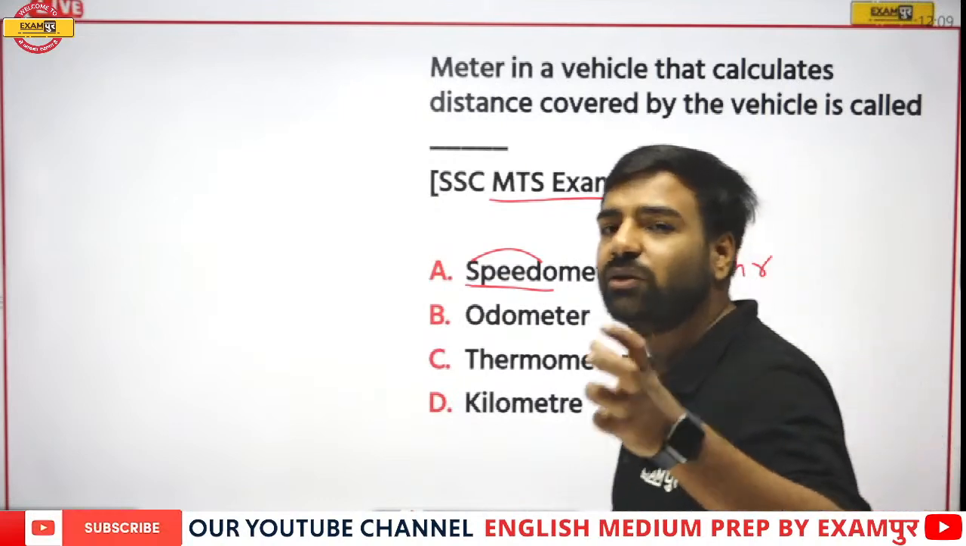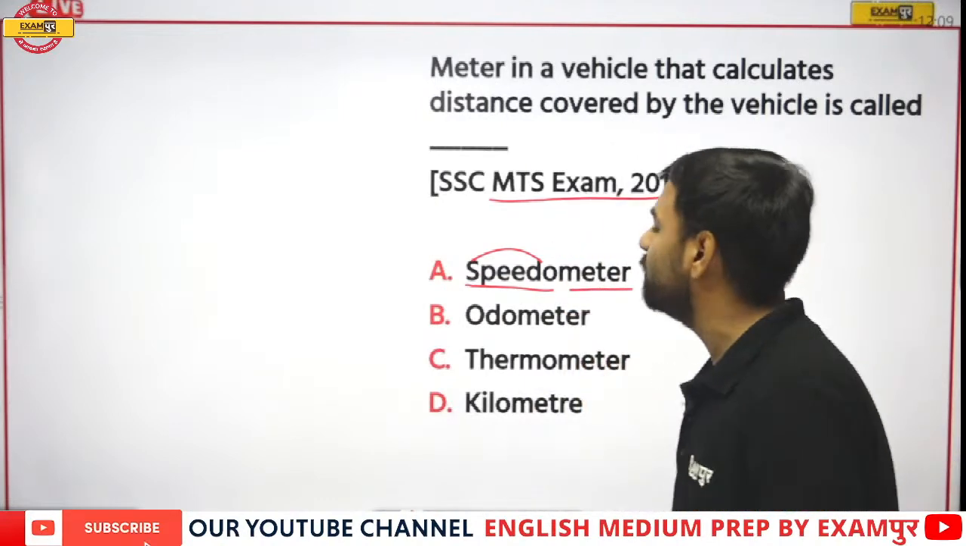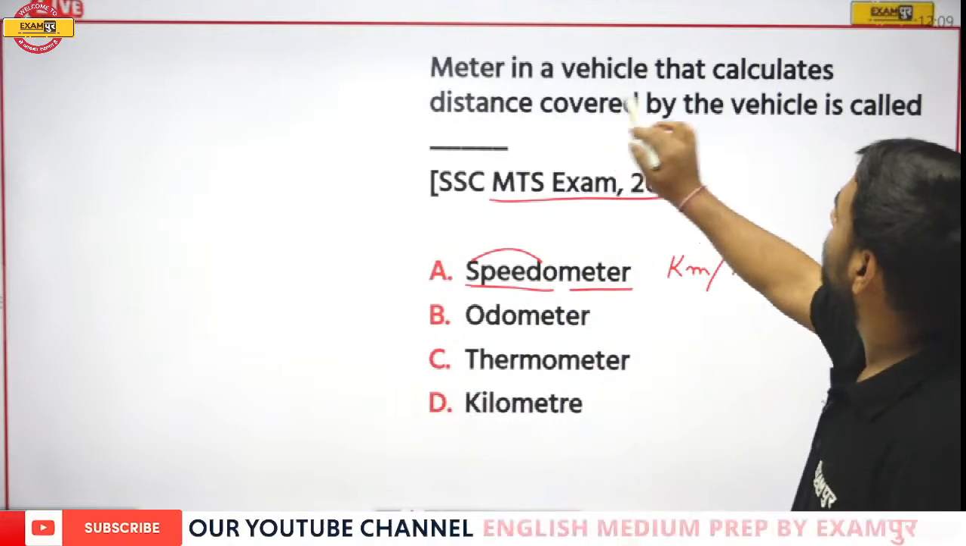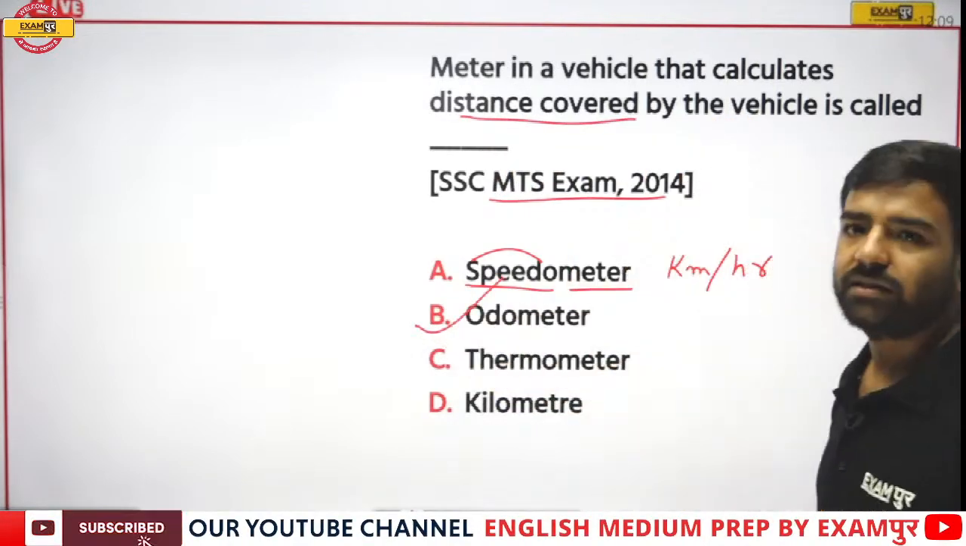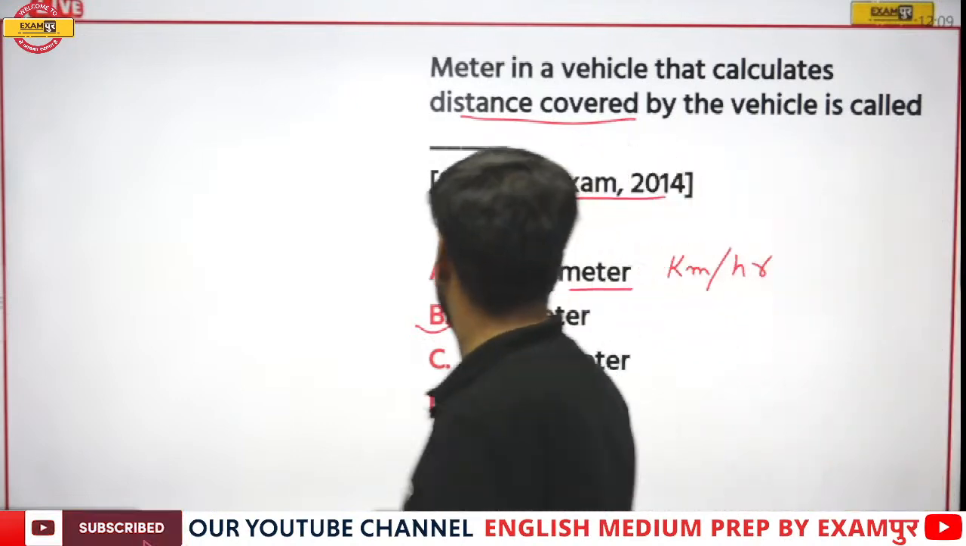So it is actually telling about the speed. The meter which is measuring the speed is the speedometer. But we are talking about the meter in a vehicle that is calculating the distance. So here odometer will be the correct answer. Fine. So yes, Pushpendra, Ram, both of you are correct.